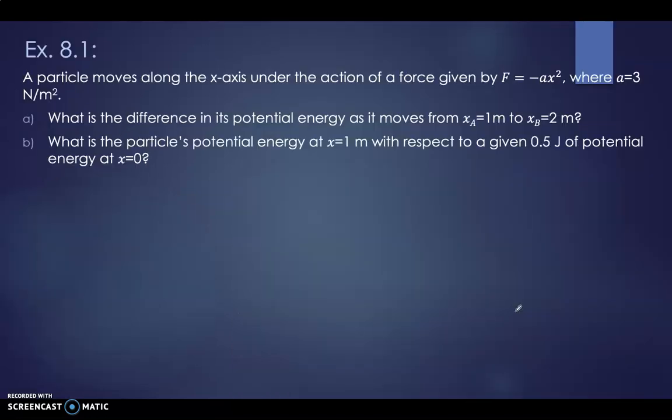So we'll look at this a bit more in a little bit. All right, let's go ahead and do an example real quick to get the ball rolling. It states a particle moves along the x-axis under the action of a force given by this equation, where A equals 3 Newton per meter squared. What is the difference in its potential energy as it moves from this point to this point?